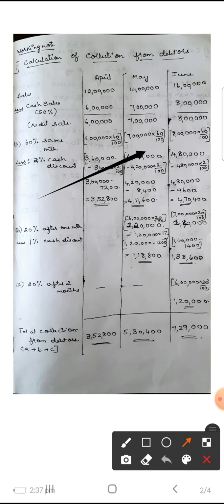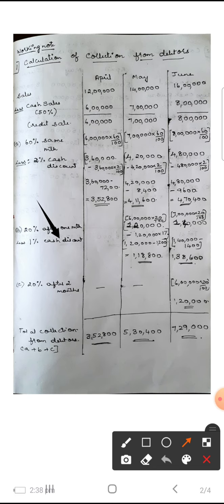Here 7 lakh into 60%, it is 4 lakh 20,000. Then you have to deduct a cash discount of 2% on the amount. Cash discount of 2% you have to deduct, and you will get this amount. Okay, so the calculation is done clearly here. 4,80,000 minus 4,80,000 into 2%, it is 9,600. So this is the amount you will get after deducting.